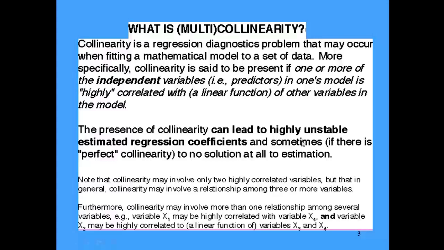In fact, if you have what's called perfect collinearity, the model won't even run. That's what I say at the bottom. There may be no solution to the estimation. You try to run the model and you get an answer that says it's not going to run. I think I gave you an example of that when I originally talked about multicollinearity a few classes ago, where you had a categorical variable that you wanted to put in the model. Let's say it had five categories. If you want to put that variable in the model, you put four dummy variables in the model for the five categories.